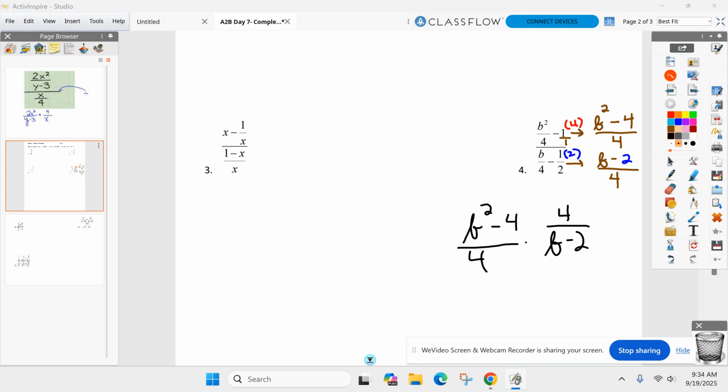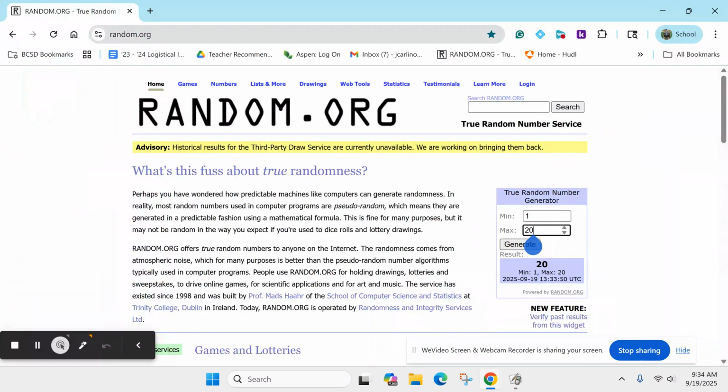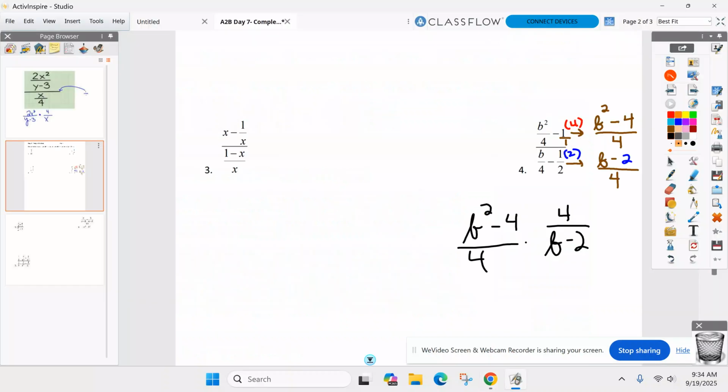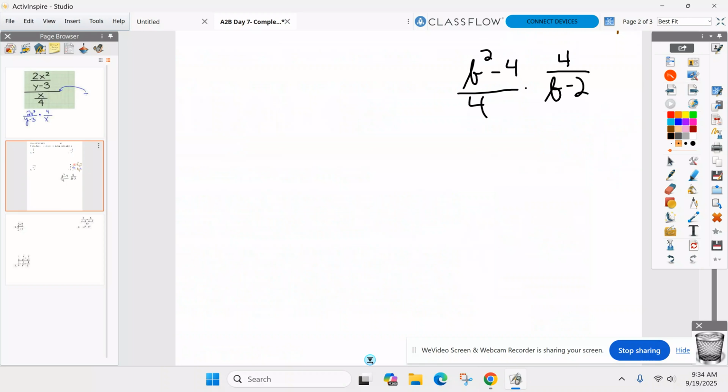Factor if you can. And I think we can. What do you want to factor up here? Back to Tyler. What do you want to factor, boss? For b squared minus 4, I got b minus 2 and b plus 2. Good. And that's it.